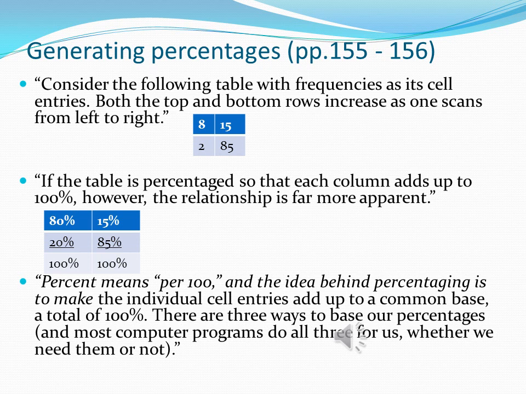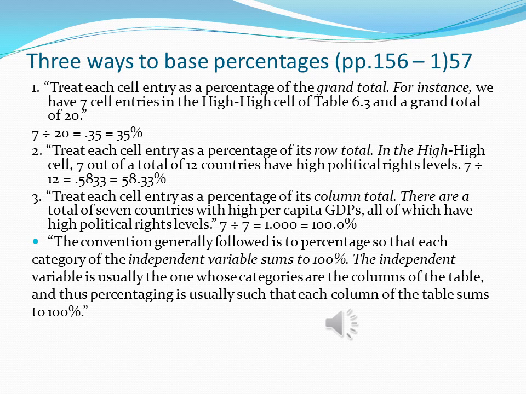The next bullet point: percentage means per 100, and the idea behind percentaging is to make the individual cell entries add up to a common base, a total of 100%. There are 3 ways to base our percentages, and most computer programs do all 3 for us, whether we need them or not. Again, this is on Sirkin, pages 156 to 157. There are 3 ways to do this.